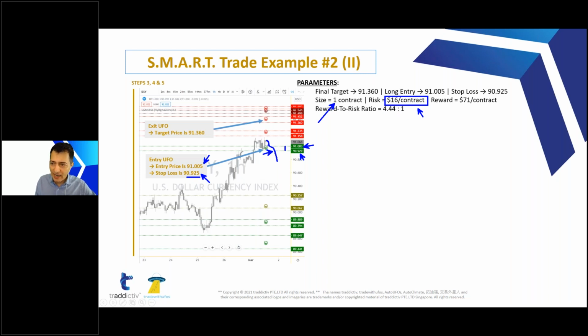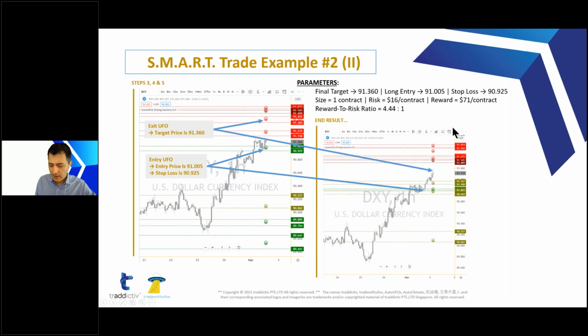What if you were to be right and it went all the way to 91.36? Well, in this case, the reward would be $71, and that would be a 4.41 trade. Okay, so you came back from the gym, you took the other trade, and if you did that, that would be your entry price. This is when the market came back down. This is where you would buy, and then it went straight up into your target, and that would be your $71 profit.